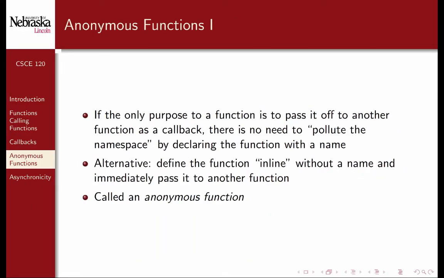When using callbacks, if the only purpose of a function is to pass it off to another function as a callback, there's really no need to pollute the namespace by declaring the function with an actual name. Instead, as an alternative, what we can do is define the function inline without a name so that we can immediately pass it to another function. This is referred to as an anonymous function because the function has no name. And outside the function that we pass it to, it can't be invoked.